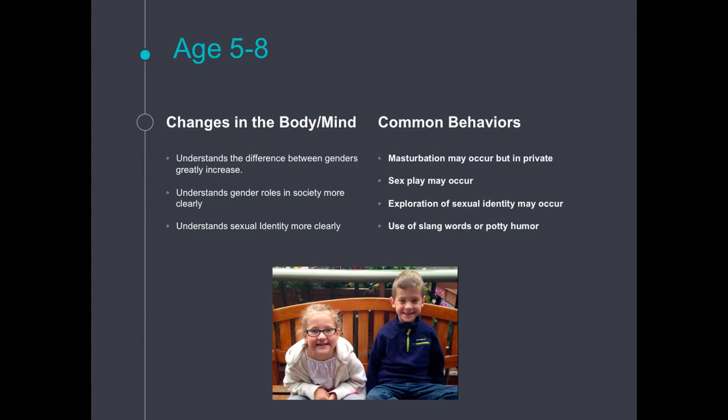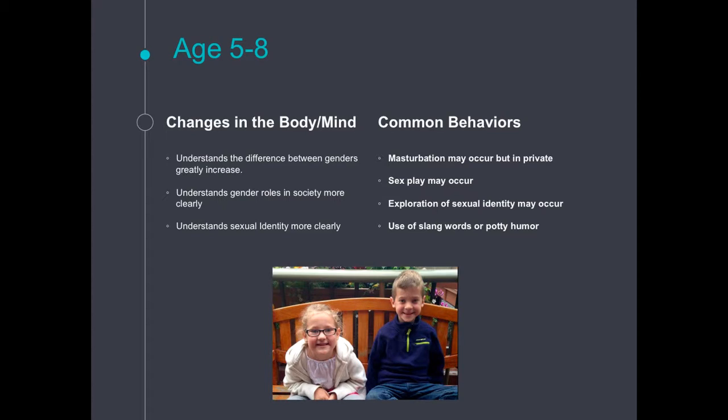So in this age group, the changes that we see is a much more clear understanding of the differences between genders, including the gender roles in society. So boys will typically want to do boy things, play sports, shoot guns, and girls will typically want to do girl things, be a princess, dance. This isn't always the case, but this is kind of what's the norm.